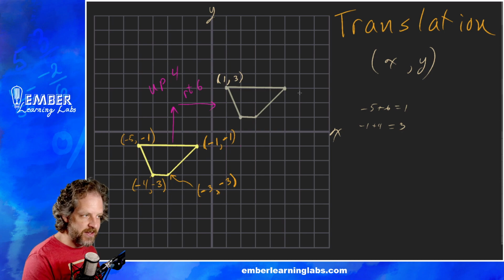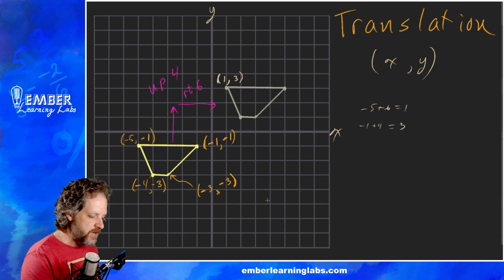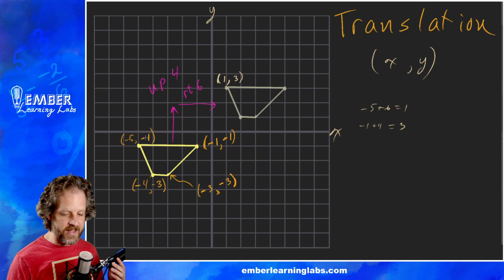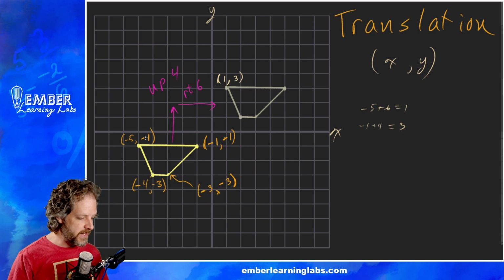So if we didn't have this sort of ghost image of where we're going, we could figure it out by just adding 4 to this one and adding 6. So if we're translating, we're adding or subtracting. If we're going up, we're going to add. If we go down, we'll subtract. And that's for the y part.